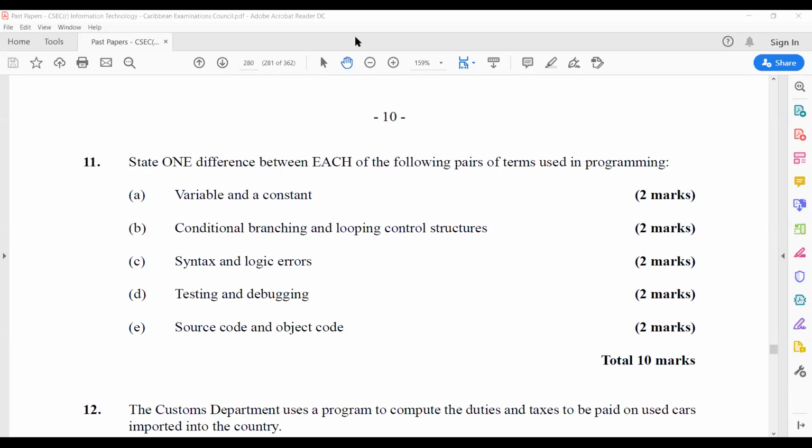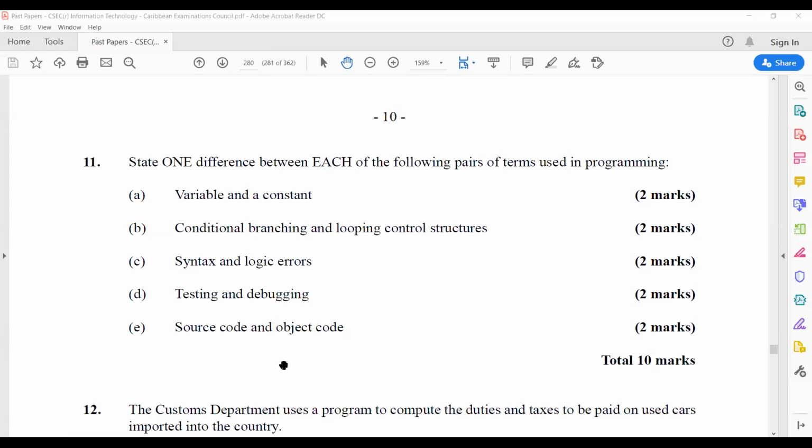How about the difference between source code and object code? I can't hear you. Source code and object code, a difference between. Can you say that over? Sorry, repeat that. Source code and object code, question E, part E here.